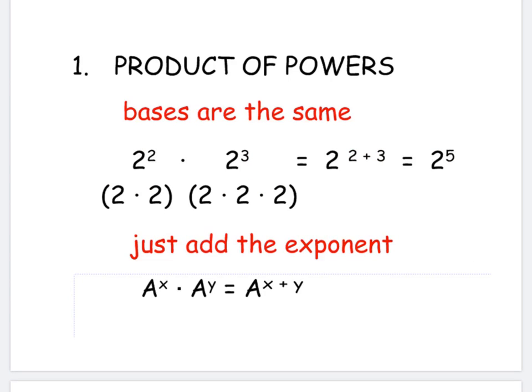So now some of the properties of exponents. The first one is product of powers. Notice your bases are the same. So we have 2 squared times 2 cubed, or 2 to the 3rd power. So 2 squared is 2 times 2, and 2 cubed is 2 times 2 times 2. If we are multiplying all of those together, how many 2's do we have now? We have 5 of them. So the trick is to leave the bases the same, but to add the exponents. So I would have 2 to the 2 plus 3 power, which is 2 to the 5th power, as there were 5 2's at the end.